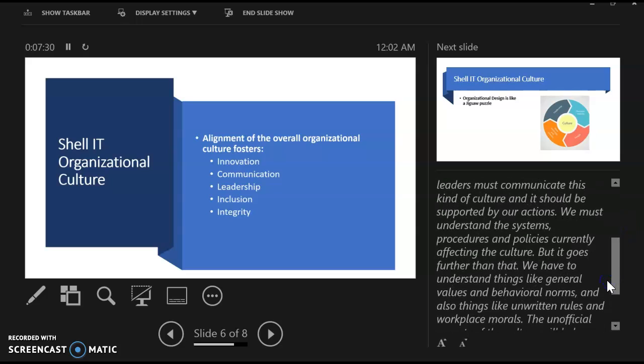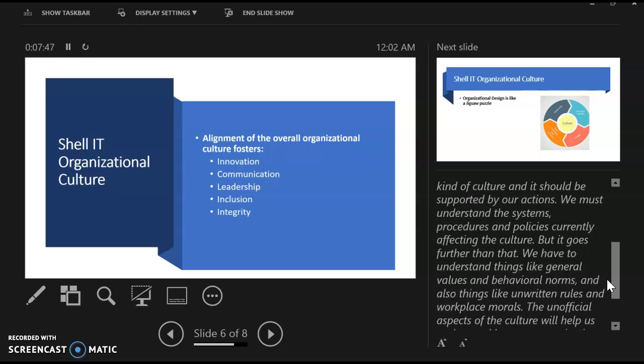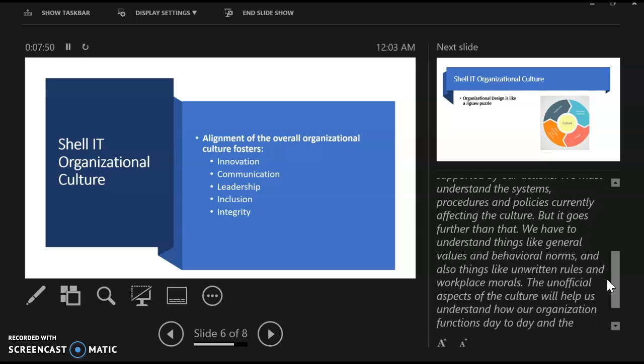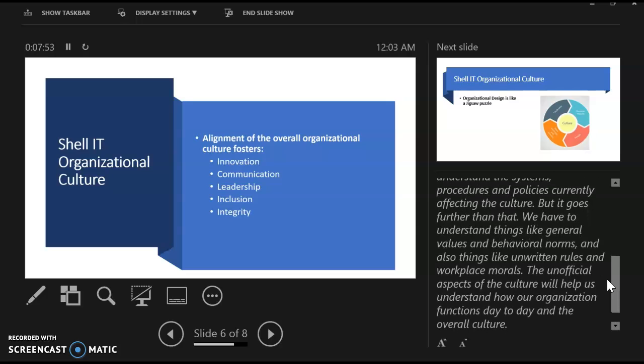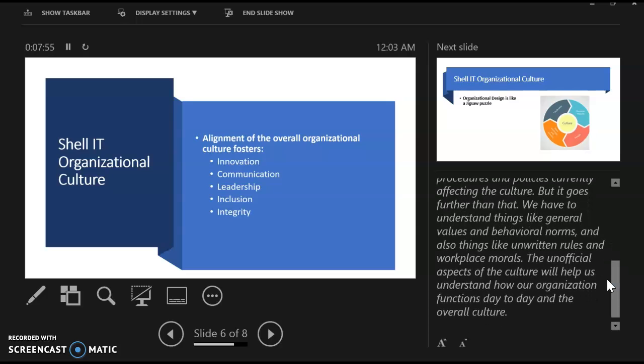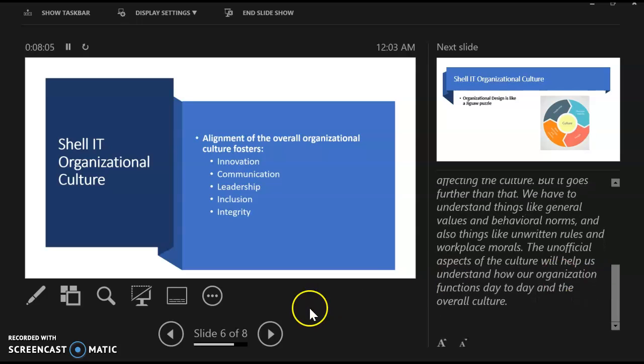We as leaders must communicate this kind of culture, and it should be supported by our actions. We must understand the systems, procedures, and policies currently affecting the culture. But it does go further than that. We have to understand things like general values and behaviors, norms, and also things like unwritten rules and workplace morals. That unofficial aspect of culture will help us understand how our organization functions day to day.